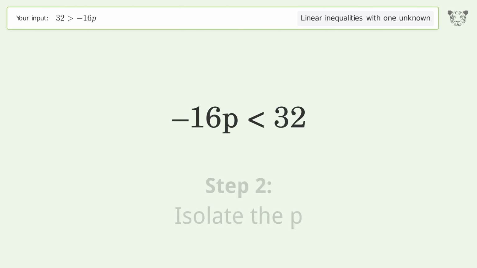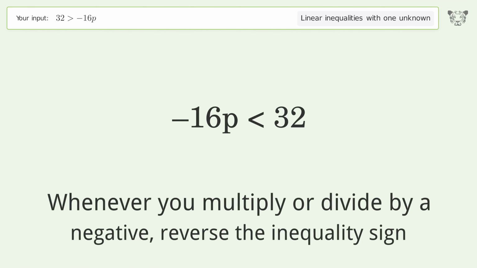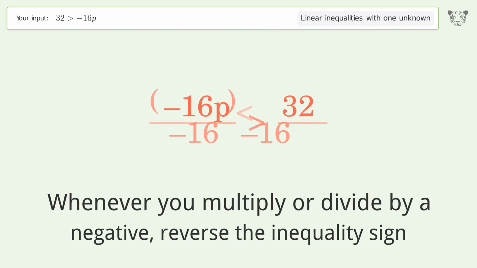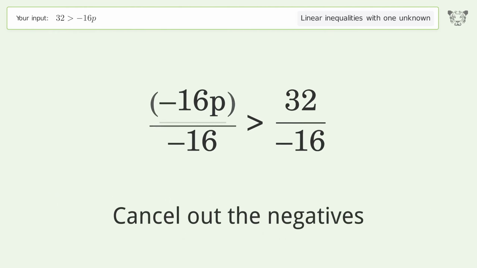Isolate the p. Divide both sides by -16. Whenever you multiply or divide by a negative, reverse the inequality sign. Cancel out the negatives.